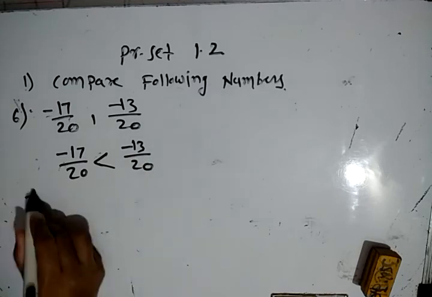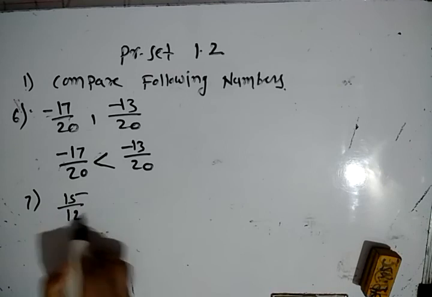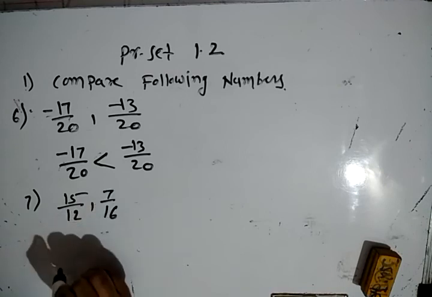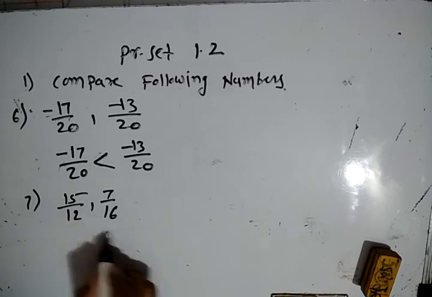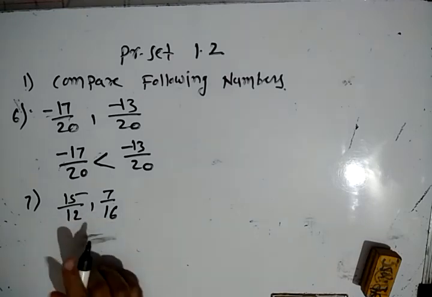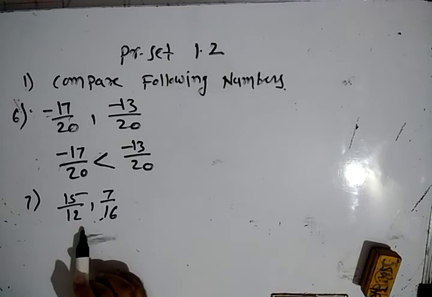Then seventh, 15 upon 12 and 7 upon 16. Here again look, 15 upon 12, 7 upon 16. The denominators are different here. First, make the denominators the same.